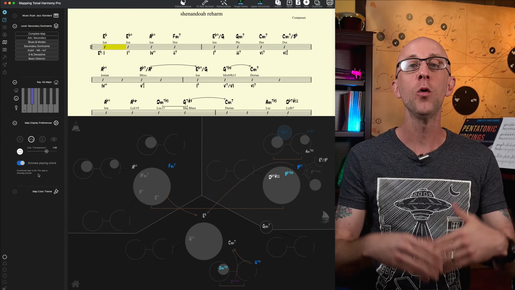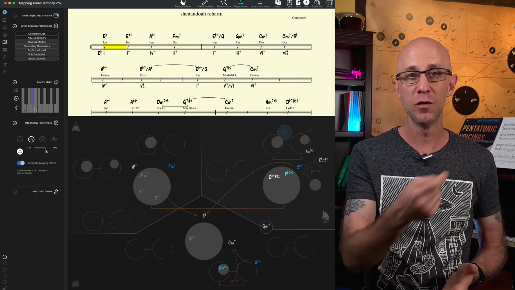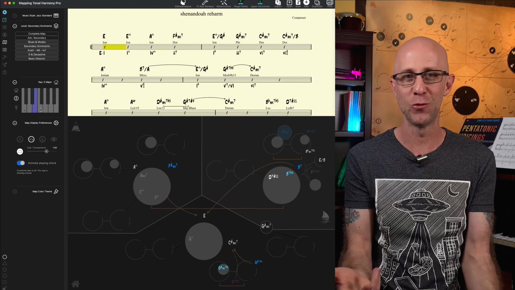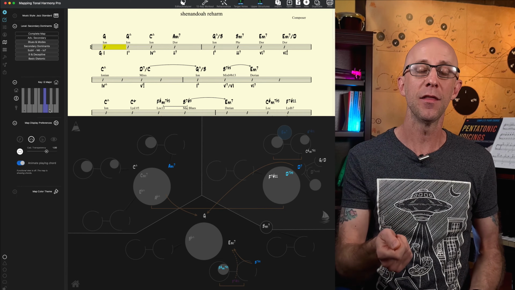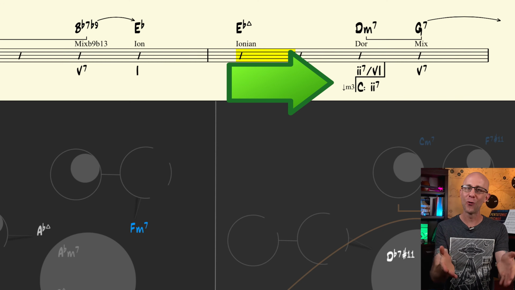So how do we modulate and into which key? It doesn't really matter. You can just do a direct modulation and start the song a half step up if you want. And of course, if you have Mapping Tonal Harmony Pro, you can just change the song to another key and practice playing the new progression and studying the paths that we've used. For our reharm, I'm going to choose a specific key that will allow me to write a great ending technique. And we're going to use a pivot chord modulation.